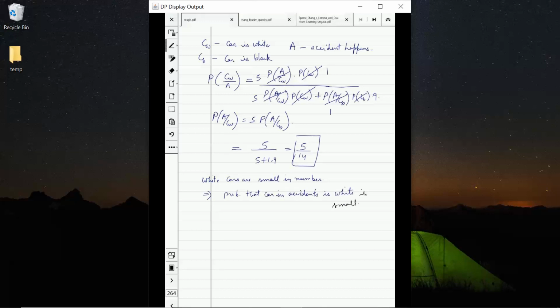This keeps telling you that the base rate is very, very important. In this case, the base rate is the probability of the car being white or the car being black. Many a times we forget this formula. So this is one of the applications.